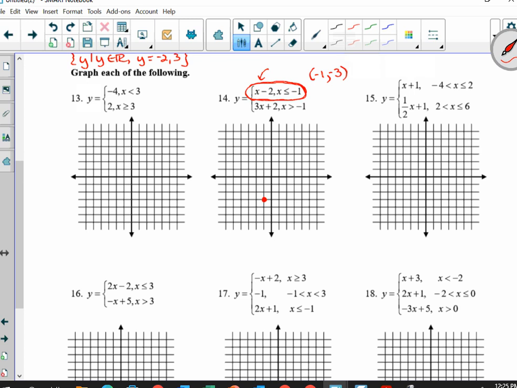Okay, so I started by picking whatever x value it tells me here. Okay, so I picked -1. If I plug -1 into the equation, what do I get?